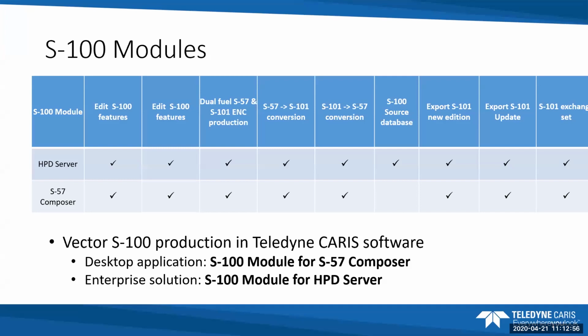And in HPD, I should add that S-57 source often means more than the ENC feature catalog, because almost all of you have been customizing your HPD source database with user-defined attributes. And so when you do mapping from your source to an S-101 ENC, that means you will have to customize your mapping from your source to S-101, which brings me to the next functionality, mapping from S-57 to S-101 and from S-101 to S-57, which are both supported in the S-100 module for Composer and for HPD.